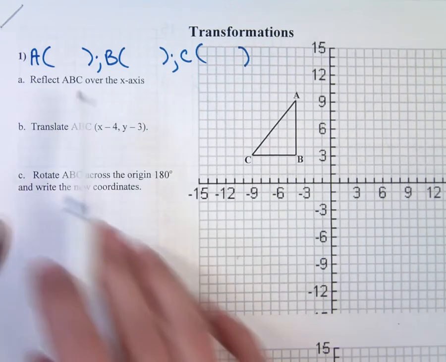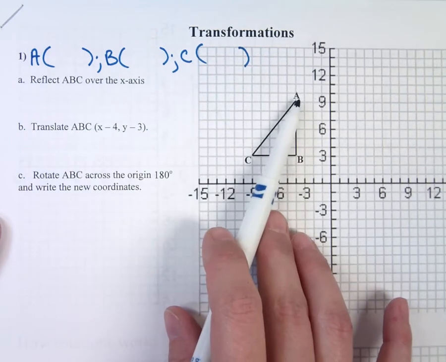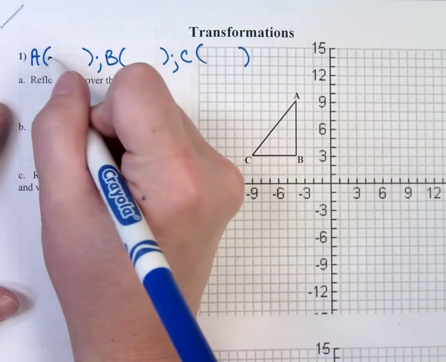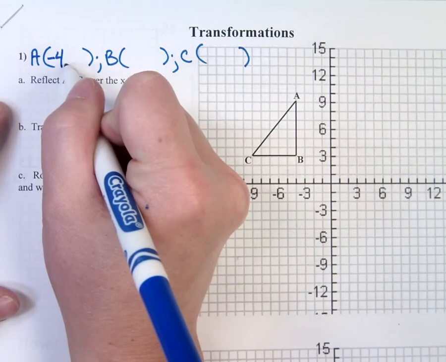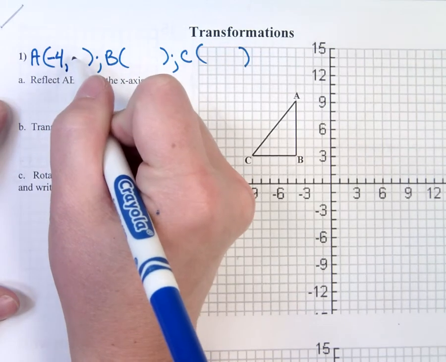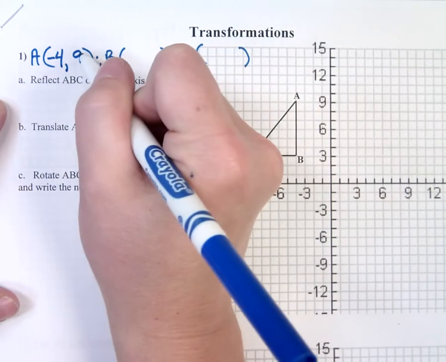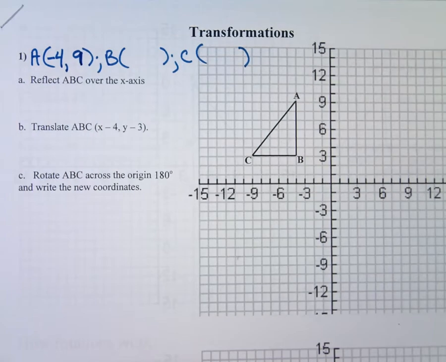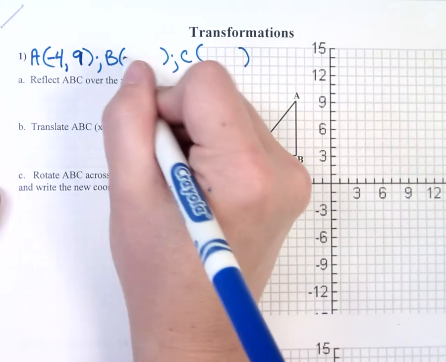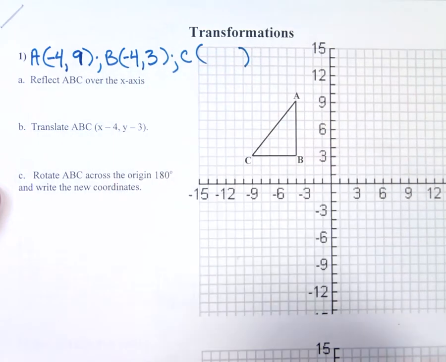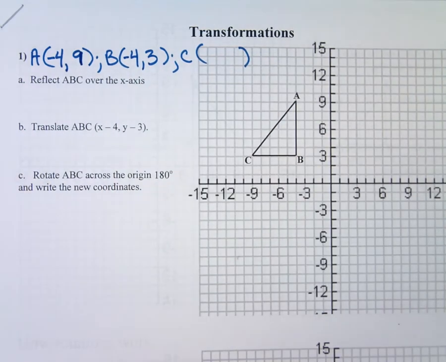Okay, can you tell me what this A is? -4, 9. And how about the B? -4, 3. And how about the C? -9, 3. Good.